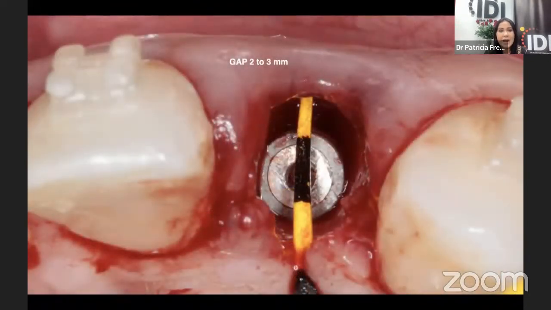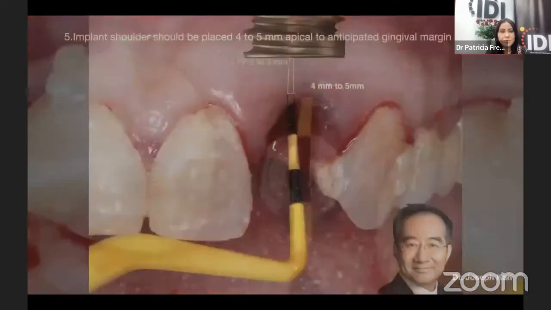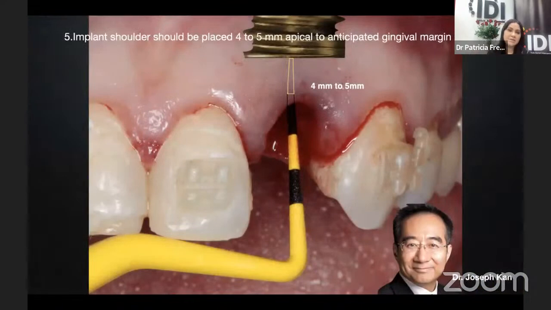Ideally, we want a gap of 2 to 3 millimeters. So now I replaced the implant in the best position. So we got a 3 millimeter gap to fill. Fill it or not? That is the question too.